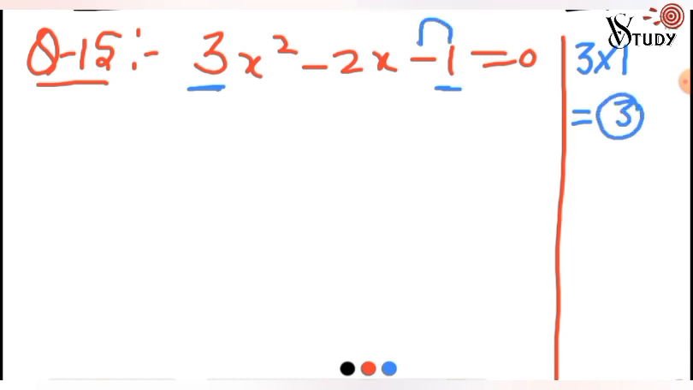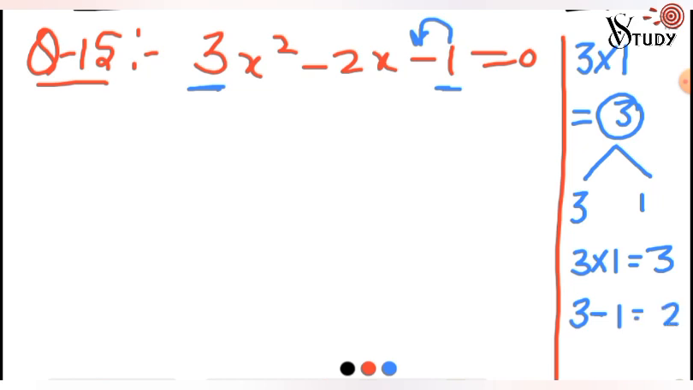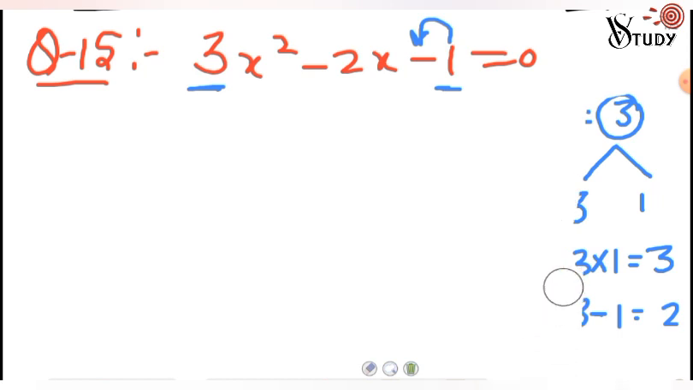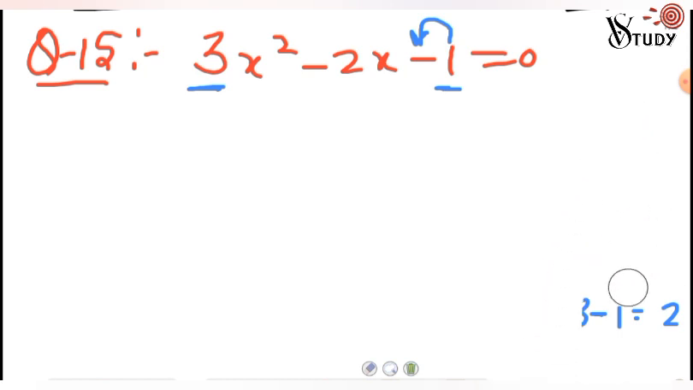Now we have to check the sign of the constant term. The sign of the constant term here is negative. So we have to find two factors of 3 whose subtraction is equal to 2. So 3 and 1, because if I multiply 3 by 1, I have 3, and if I subtract 1 from 3, I have 2. So this is our basic strategy to solve this quadratic equation. I hope you understand this basic strategy very well. Now solve this question.